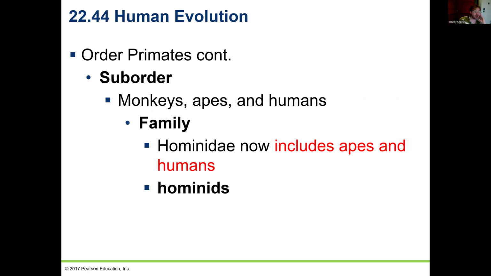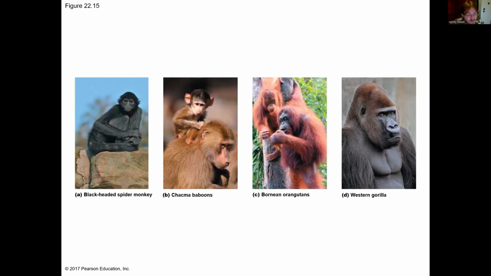Now, moving on to another suborder, the monkeys, the apes, and the humans. This is going to include the family Hominidae, which includes both apes and humans. Within Hominidae, we will also refer to these as the hominids. And this is going to include all the monkeys, all the apes, here's a cute Western gorilla, a little Bornean, Chacma baboons, all that.